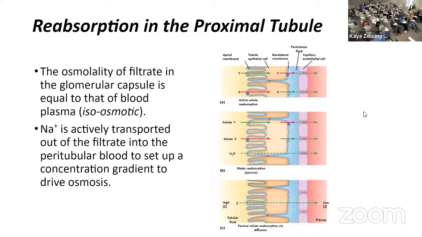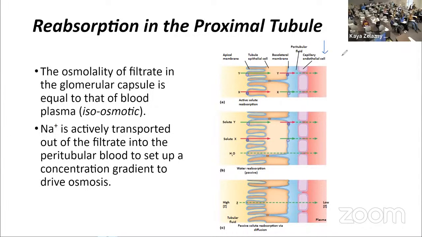So here, just showing what we're looking at. This red stuff is blood plasma. I guess it's labeled at the bottom, but this is the blood. And this is the filtrate, the fluid in the nephron, here in yellow. That's a consistent color scheme that you see throughout this unit. So one of the first steps we see happening is sodium is transported out of the filtrate across both of these membranes and into the blood, creating a large gradient.